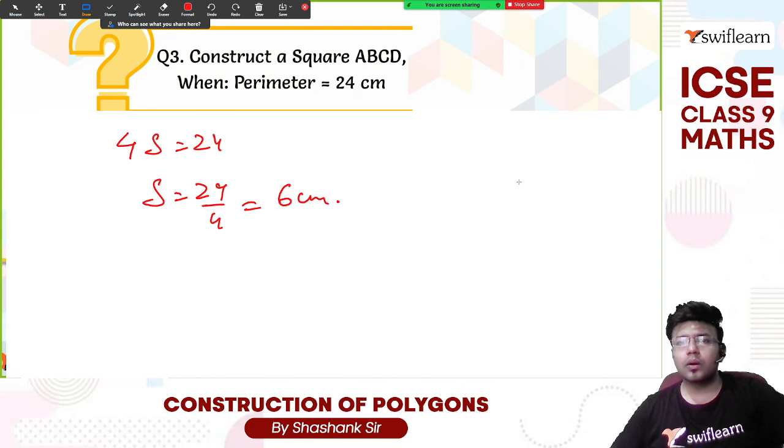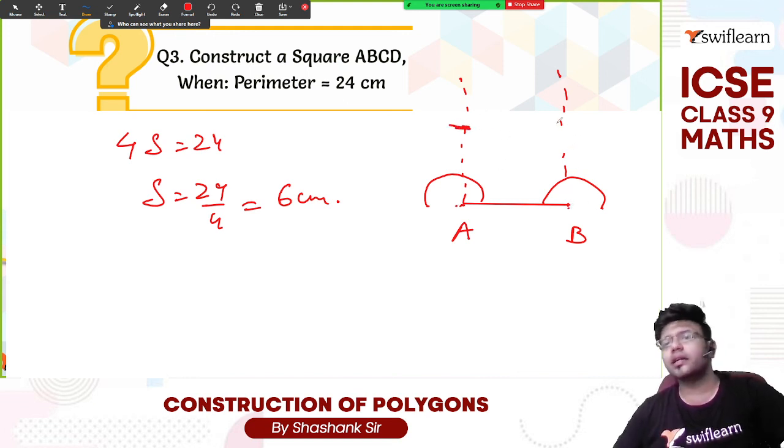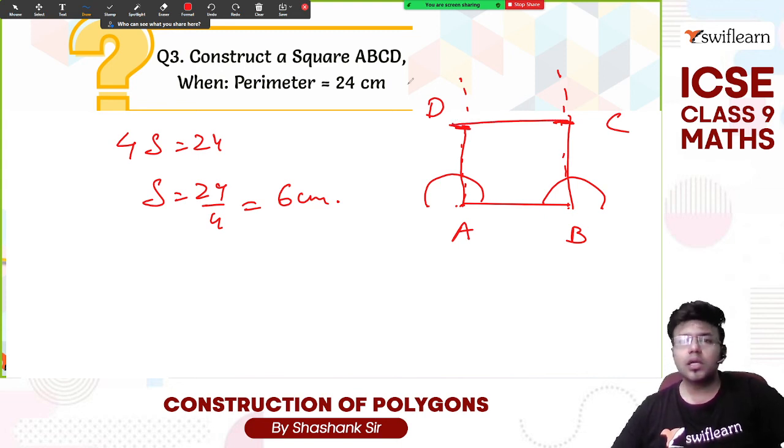Now draw a 6 centimeter line. Then draw perpendiculars, two perpendiculars you need to draw. Let AB be this line. With A as a center and radius 6 centimeters, draw an arc. With B as a center and radius 6 centimeters, draw an arc. Join this AD, join this BC, join DC, you get a square.